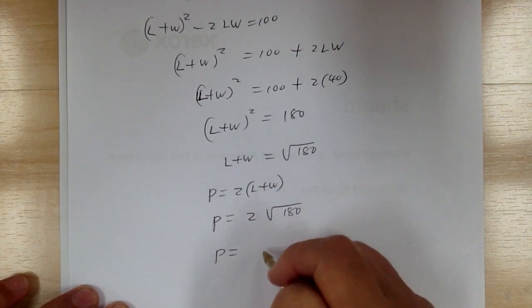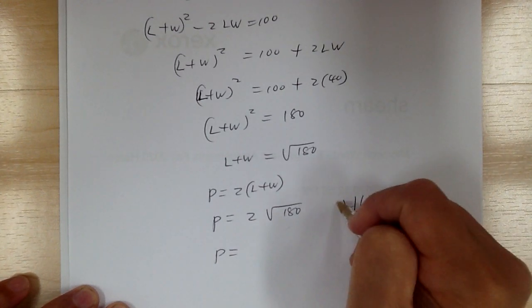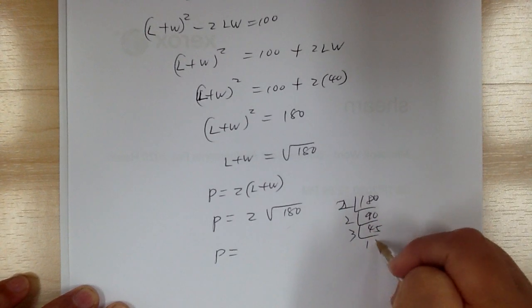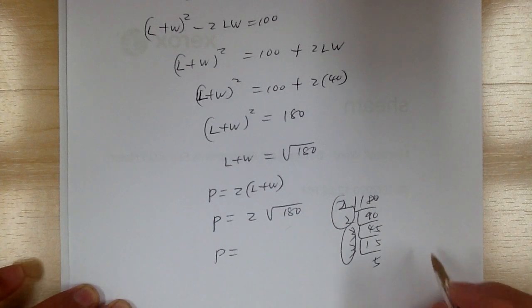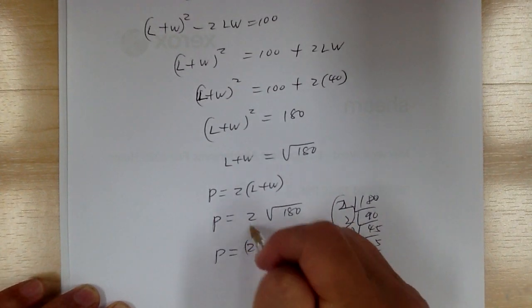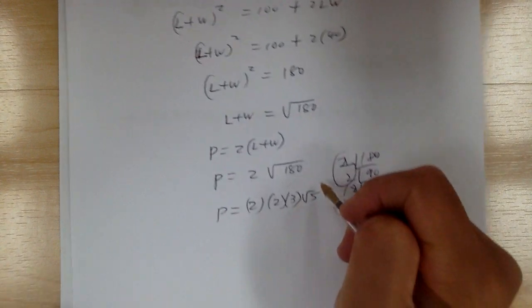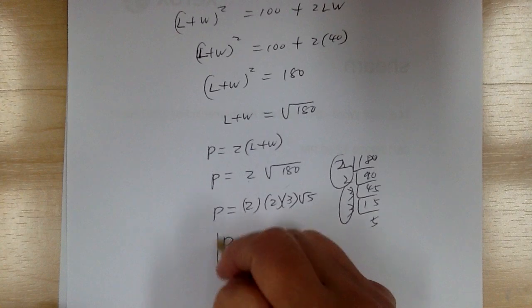So perimeter will equal to, so 180, you have to do 2 times 90, 2 times 45, 3 times 15, 3 times 5. So this comes out, this comes out. Okay, so you get 2 from here, and you get 2 times 3 square root of 5. So perimeter equal to 12 square root of 5.